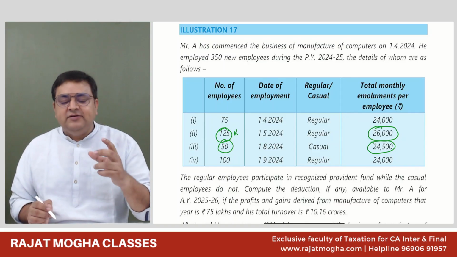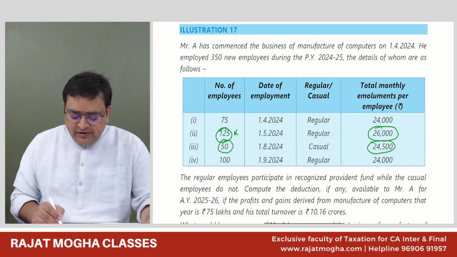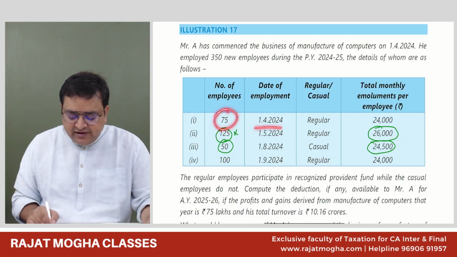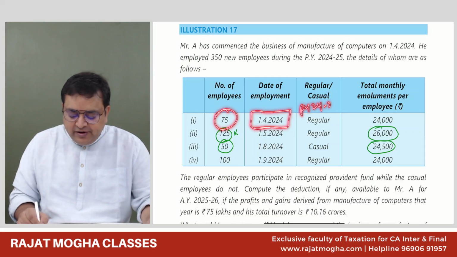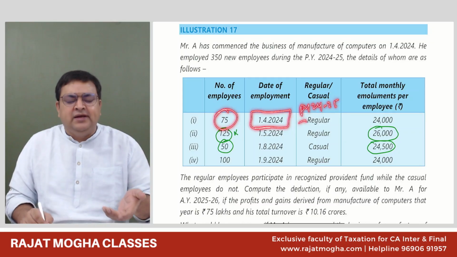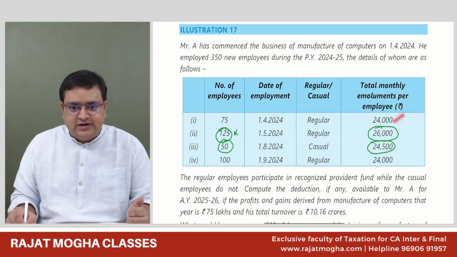Now, the only thing which is left is whether they have worked for 240 days in this year or not. If we see these 75 employees, they were recruited on 1/4/2024. So in our previous year 24/25, they have worked for more than 240 days. In fact, they have worked for the entire year. So these employees are eligible to get the deduction.